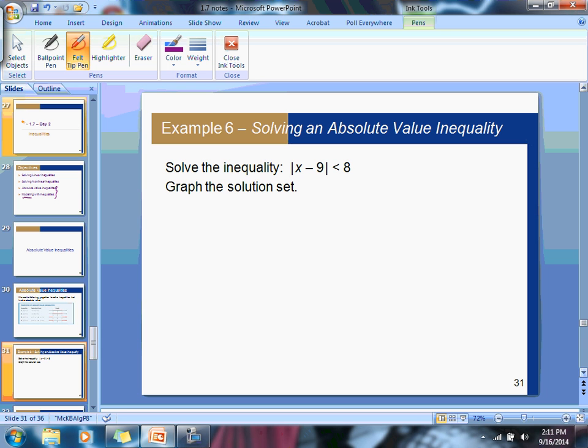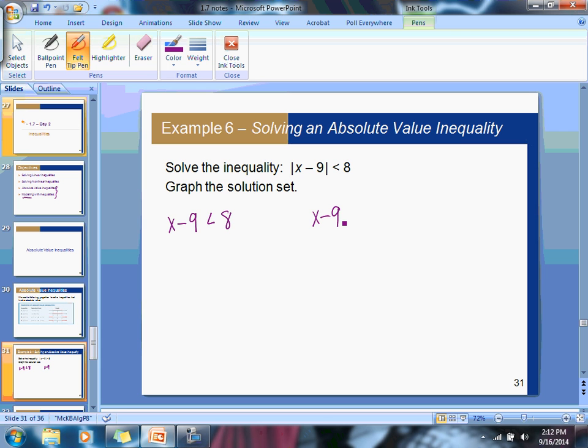So we have just two examples to look at today. For example 6, this is a fairly basic absolute value inequality. And like I said, we're going to set up our two inequalities to solve them. And we're going to set up one inequality that looks just like the absolute value inequality, except we drop out those absolute value bars. So we'll have x minus 9 is less than 8. And then we're also going to have x minus 9.